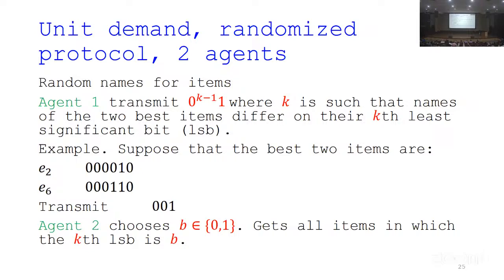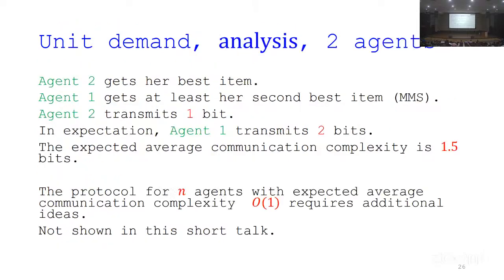Okay, so this is the protocol. So agent 2 gets her best item because she gets to choose which of the 2 parts she takes. And agent 1 gets at least one of her 2 best items, so at least her second best item. Agent 2 transmits only 1 bit, says which part she wants. And agent 1, in expectation, it's easy to see, transmits just 2 bits. So on average, they transmitted only 1.5 bits. Okay, so this is the protocol for 2 agents.